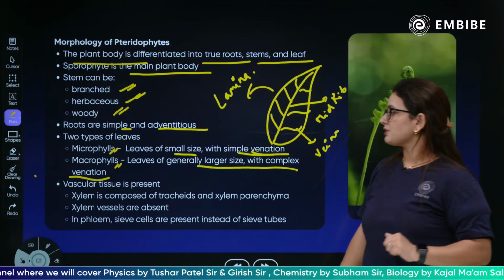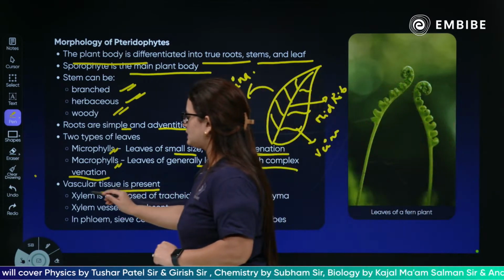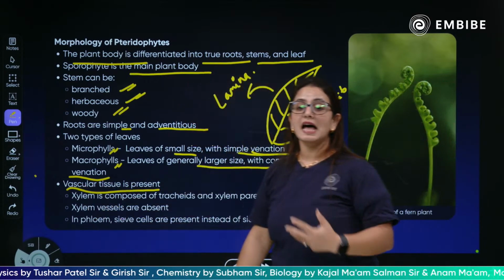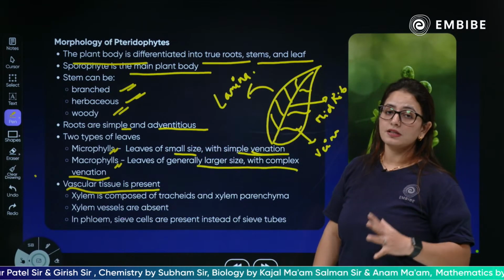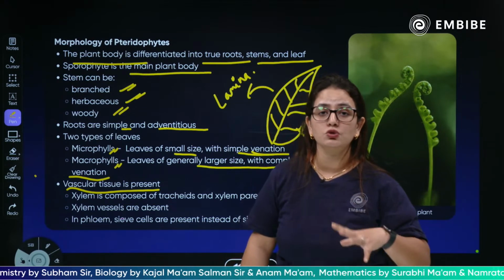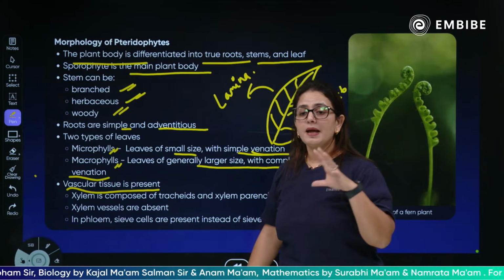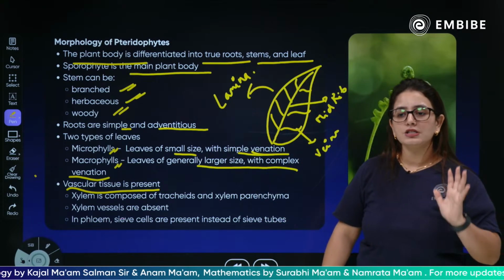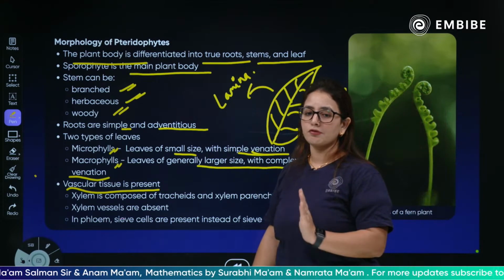Yes, the vascular tissue is present. The vascular tissue is known as xylem and phloem. Yes, children, these are the very first land plants to show the vascular tissue system. It may be primitive, but these are the first plants showing the xylem and phloem.